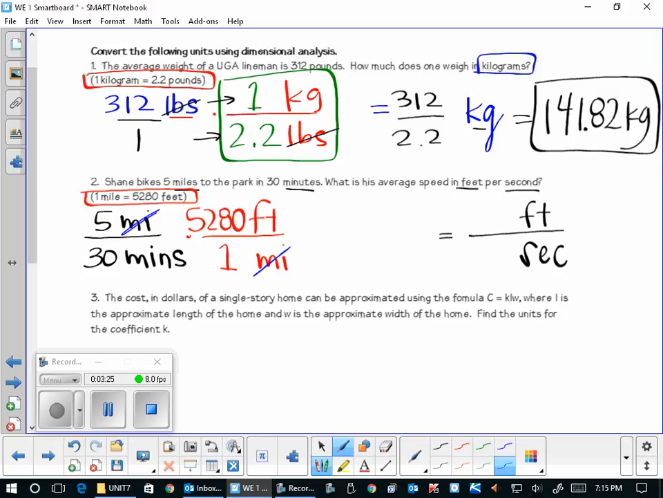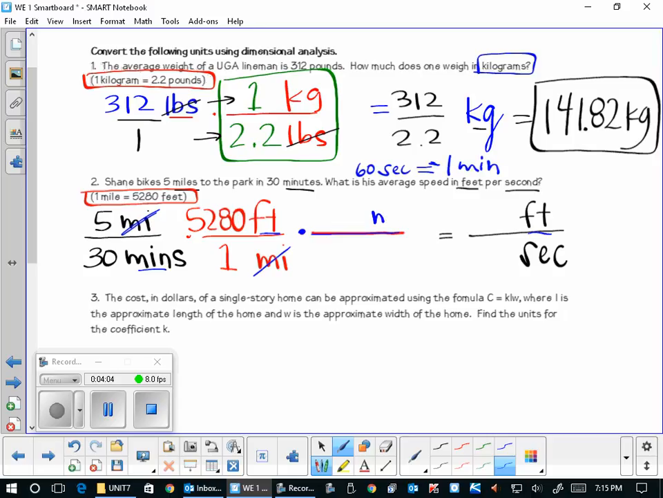So now we have just set it up where we're converting miles to feet. Now we have feet in the numerator, and that's what we want. So we're done converting the numerator. Now we need to focus on the denominator. We have minutes. We want to go to seconds. Well, good thing you know that there are 60 seconds in 1 minute, right? So y'all knew that 60 seconds is 1 minute.